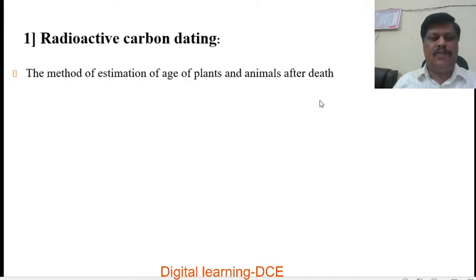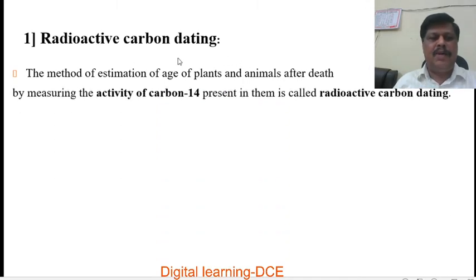There are two types of radioactive dating. First one is radioactive carbon dating. What is radioactive carbon dating? How it is used to measure the age of the archaeological samples such as age of the wood, plants and also dead animals. The method of estimation of age of plants and animals after death by measuring the activity of carbon 14 present in them is called radioactive carbon dating.